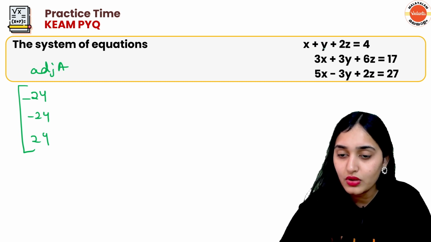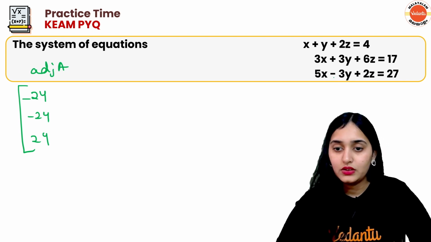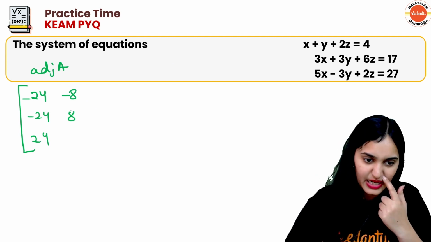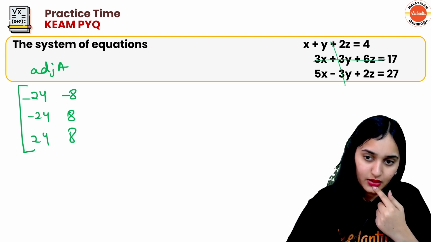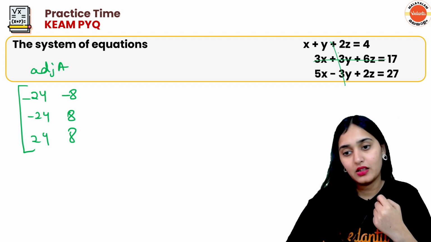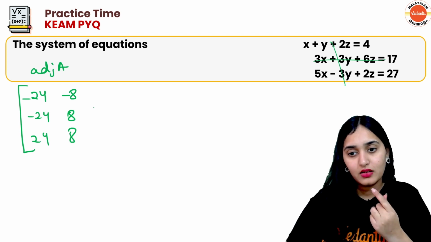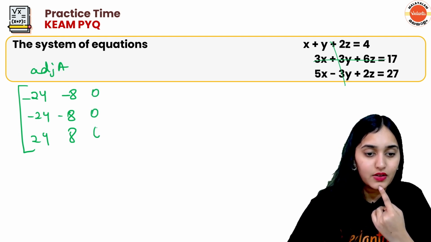Give me a second. Then it was 2 and 3, 2, 0, 6 plus 6, minus 8, the minus 8 and 8, 8. It will be 8 for this matrix. Then 5 times 2 is 10, minus 10, minus 8, minus 8, and the middle one will be positive, minus 8. And lastly, it was 0, 0, 0. Now you multiply this with 4, 17 and 27.